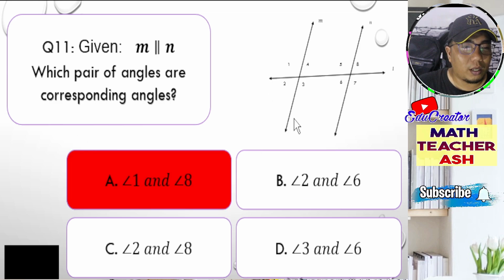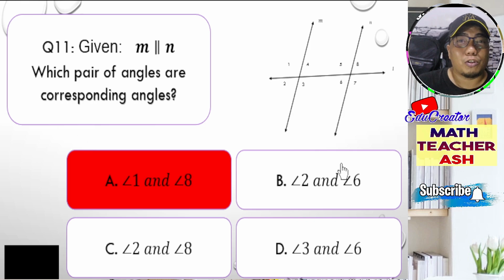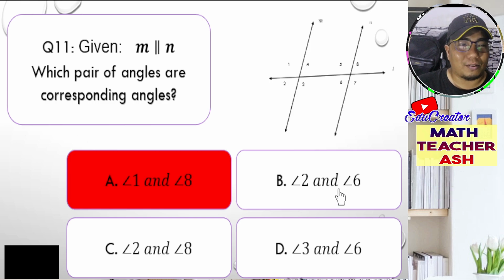We have 2 here and we have 6 here. As you can see, the 2 is below, the 6 is below, and it is on the left side. This 6 also is on the left side. So therefore, we already have corresponding angles here. So the correct answer for this one is letter B.